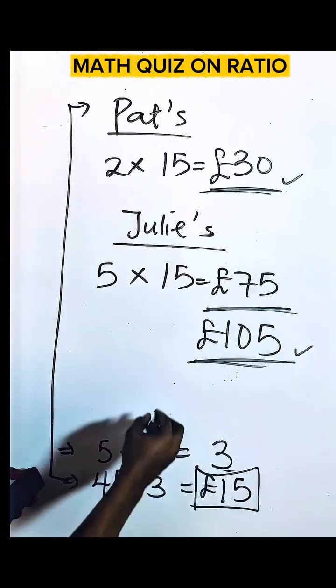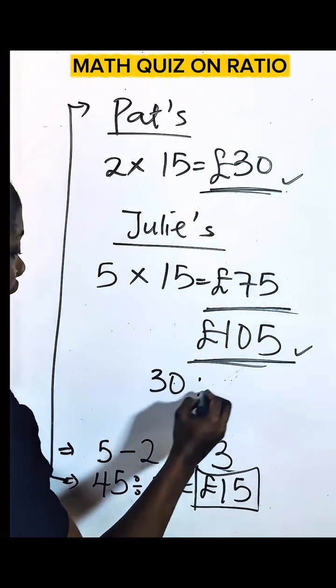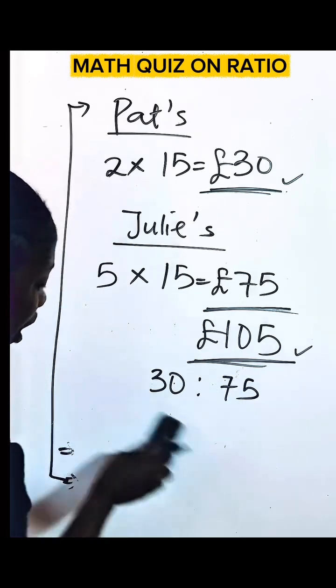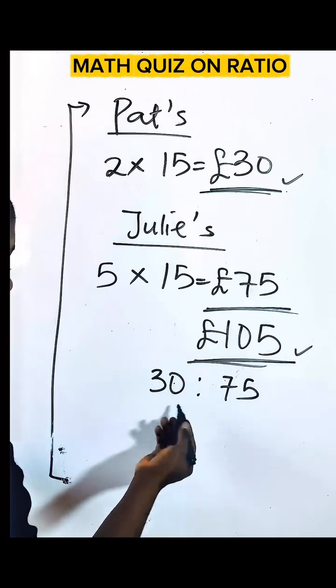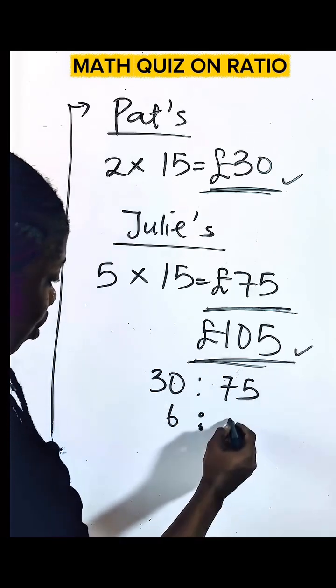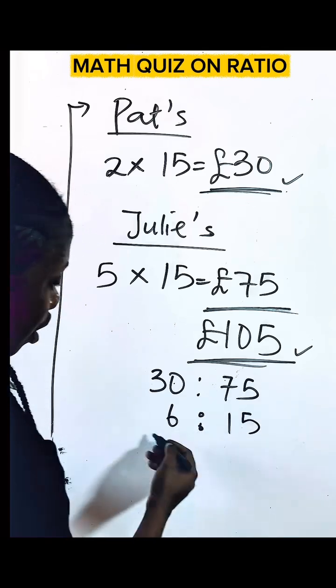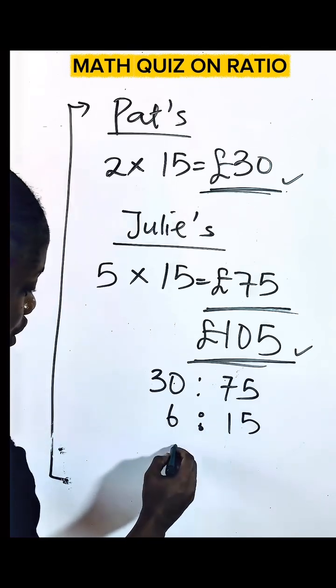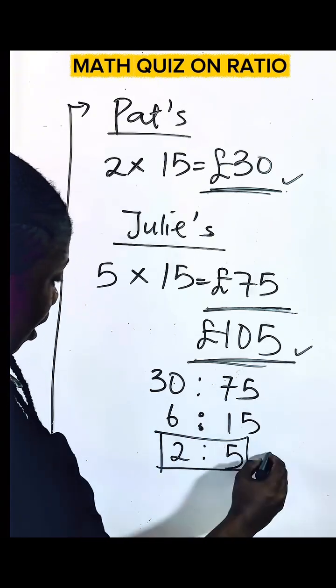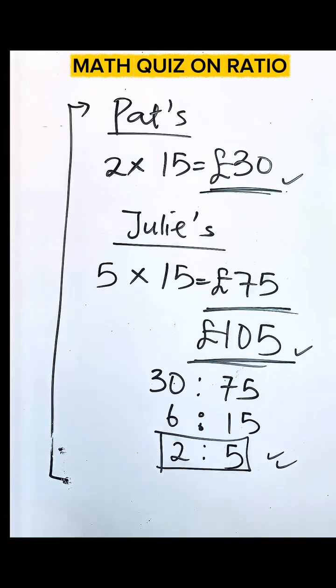And also, if you want to check if you are right, this is 30 ratio 75. Let's see if it gives us back the original ratio. Divide this by 5, it gives you 6. If you divide this by 5, this will give us 15. You can also divide by 3, so it gives you 2, and this gives you 5. And this was the ratio that they gave you from the beginning of the question.